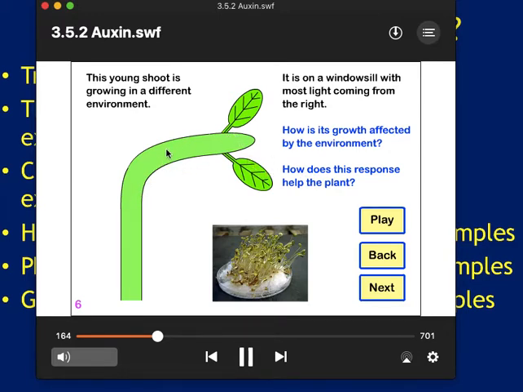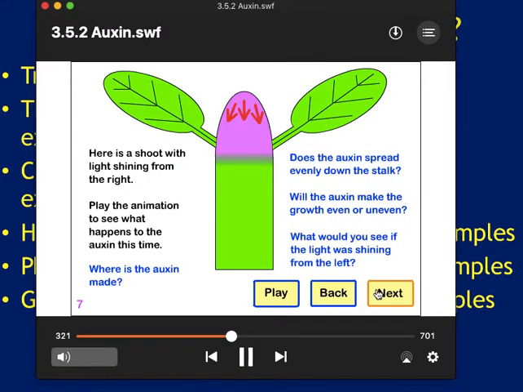And phototropism, photo just means light, so it's a plant's response to light. And this is a positive phototropism, because if the light is over here, then the plant is growing toward the light. So how does this help the plant? If it gets more light, it gets more photosynthesis, it's going to grow better. Now, again, we have the light shining from the right.